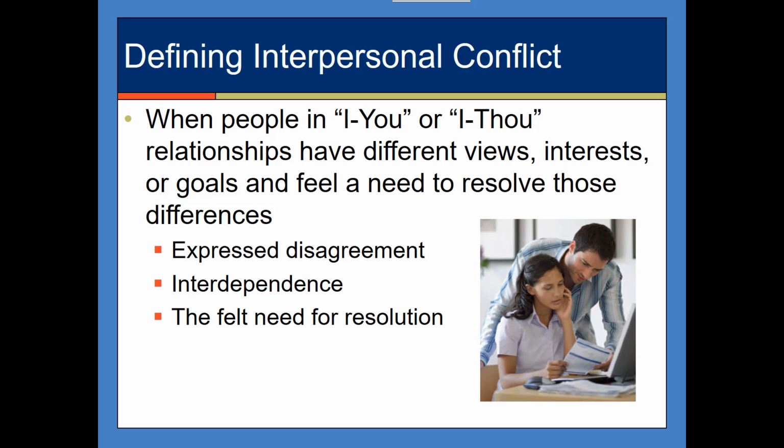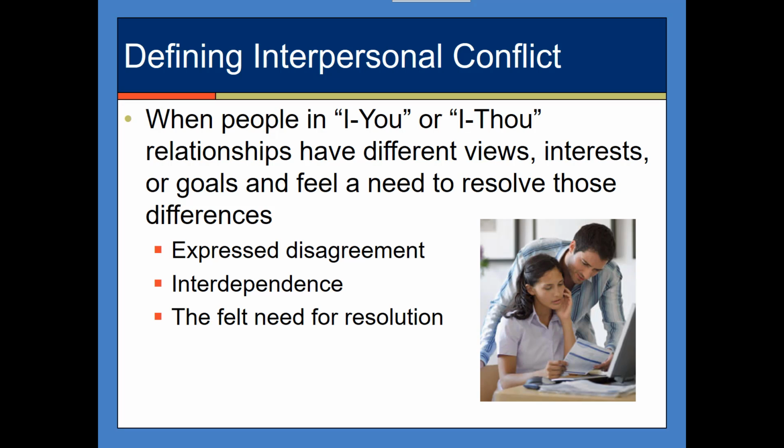So, according to our textbook, conflict happens when there's expressed disagreement between two or more parties who are interdependent and feel a shared need for resolution to whatever tension they find themselves engaged in. And as you recall from earlier in the course, we talked about Martin Buber, we talked about the concept of I-you and I-thou relationships, and how those are different from I-it relationships.